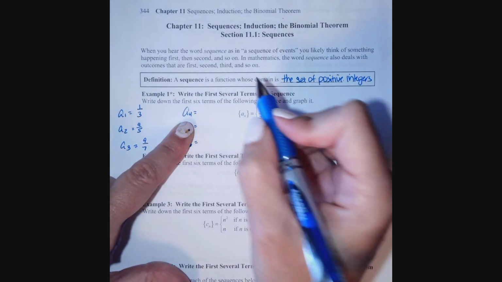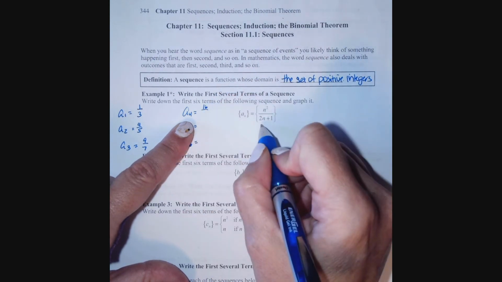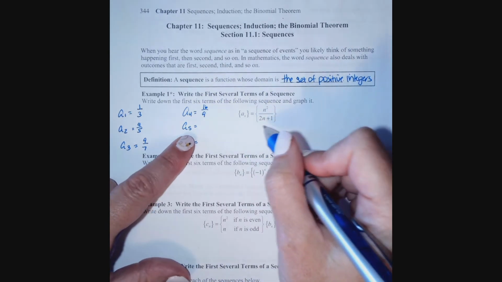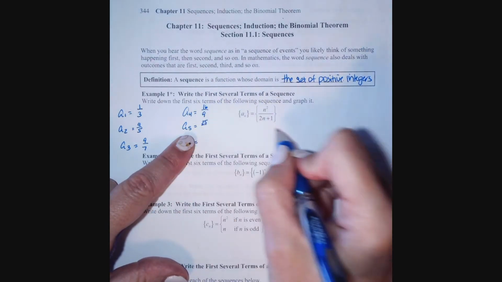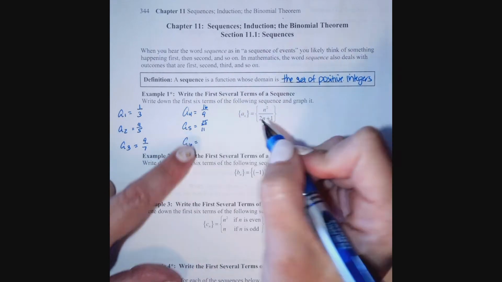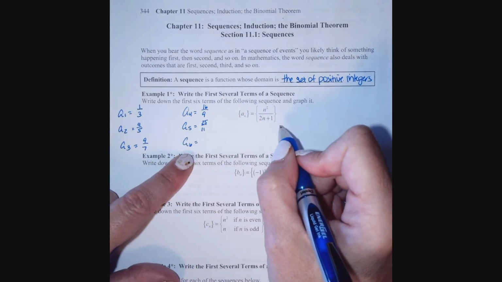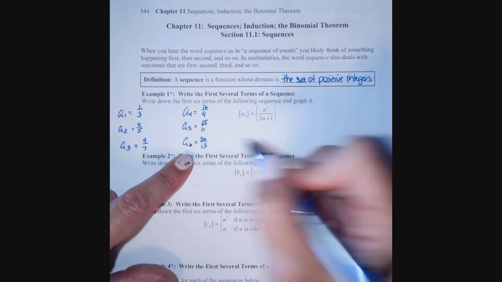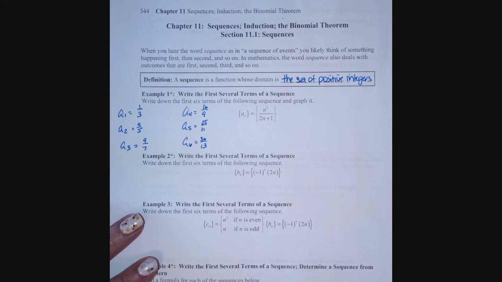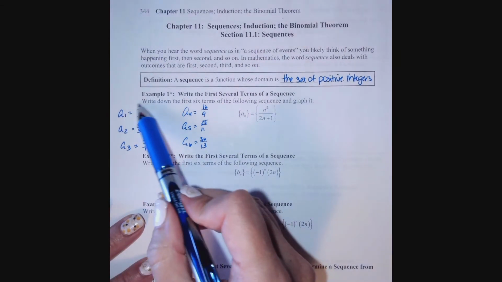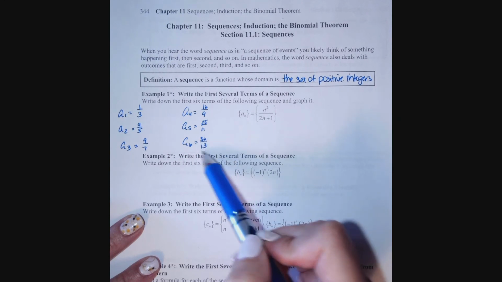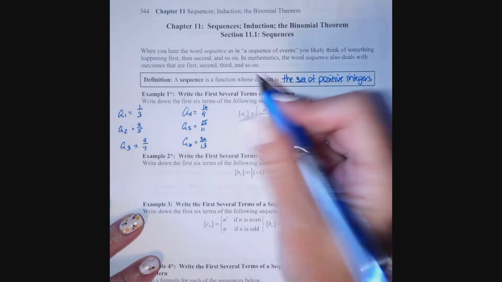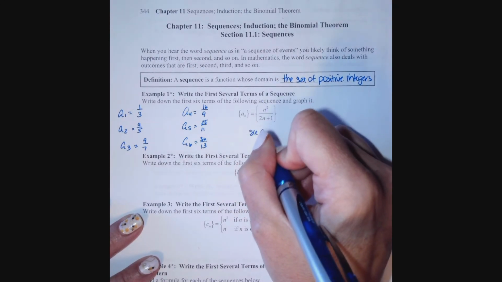For my fourth term, I have 16 over 8 plus 1 is 9. For my fifth term, I have 25 over 10 plus 1 is 11. And then for my sixth term, which is the last one I was asked to do, I have 36 over 13. Now, you can see that these are progressing. I start with a proper fraction of 1/3, and I've ended up here at 36/13, which is almost 3, not quite 3. But can you see a pattern?